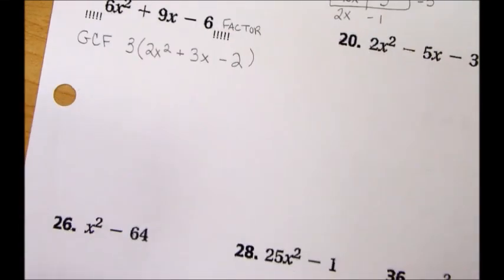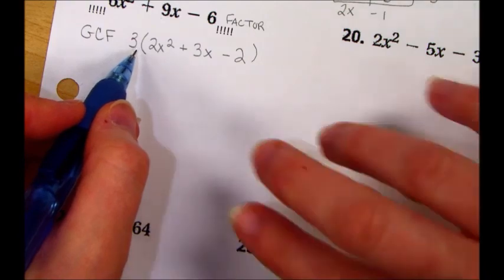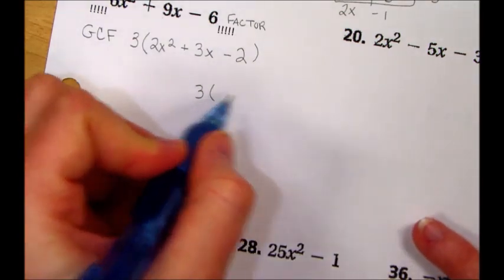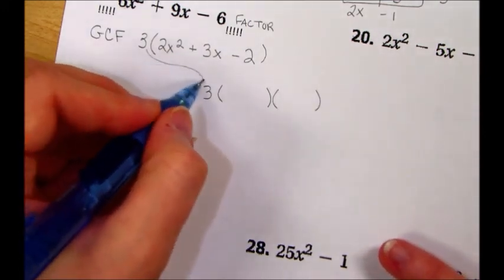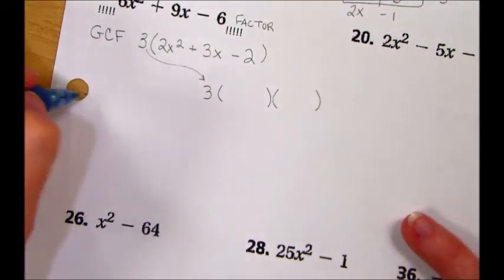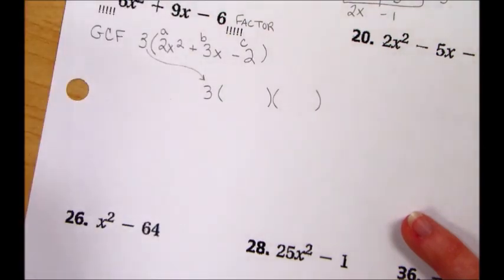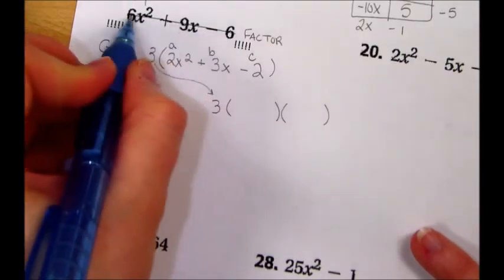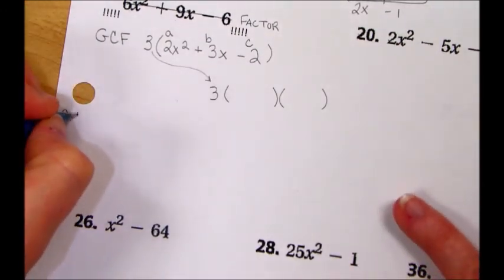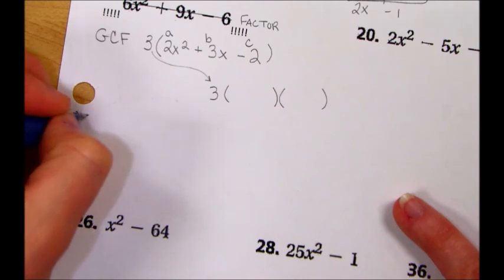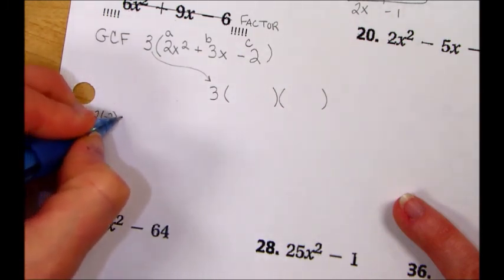I'm not going to solve this one, we'll just factor it. So our final answer will have a 3 out in front. So I'm going to actually do that so that when I get my parentheses, I don't forget my 3 out in front. We're going to go ahead and find A, B, and C now. You will not use these original numbers anymore. So we need to do A times C, which is 2 times negative 2, which is negative 4.